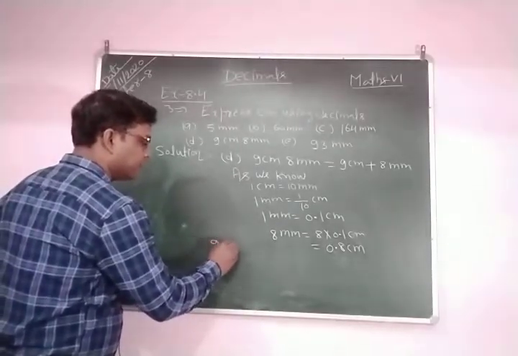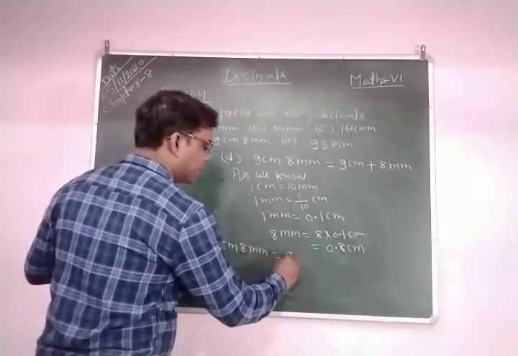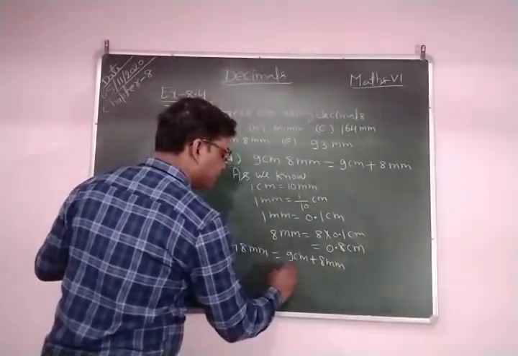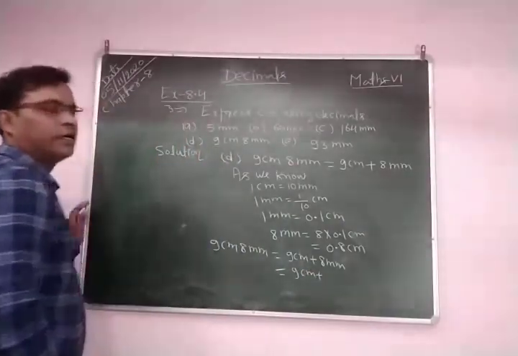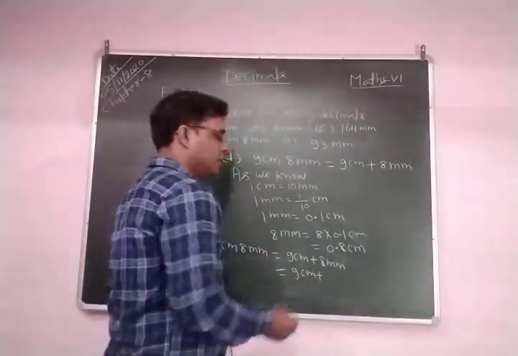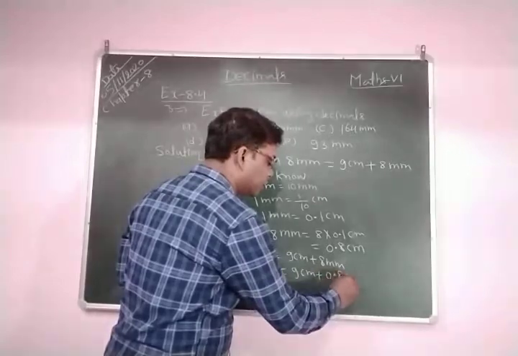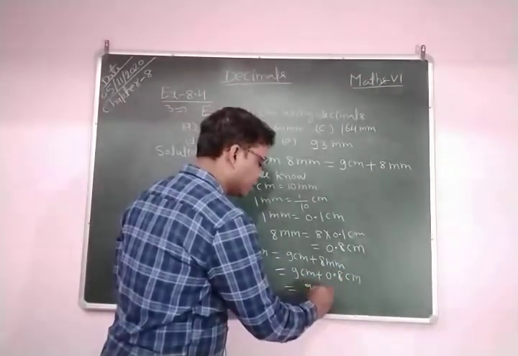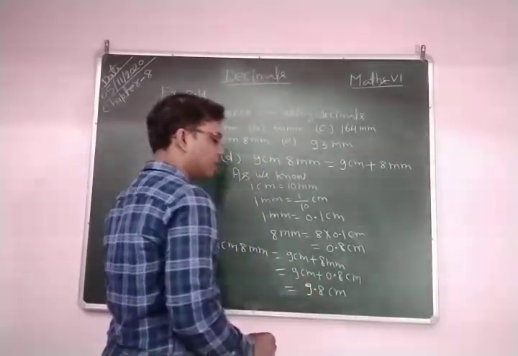9 centimeter 8 millimeter. This is equal to 9 centimeter plus 8 millimeter, but here we convert. We write 9 centimeter as it is, but 8 millimeters is equal to 0.8 centimeter. This becomes 9.8 centimeters. Clear?